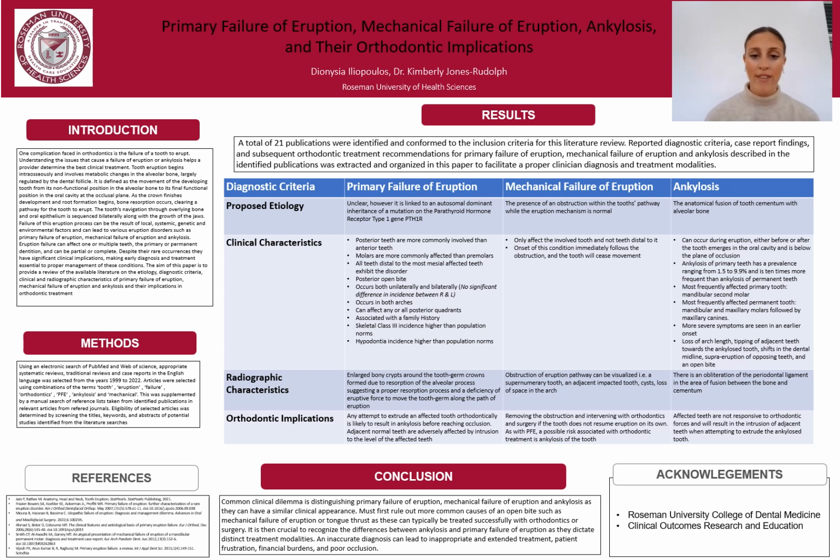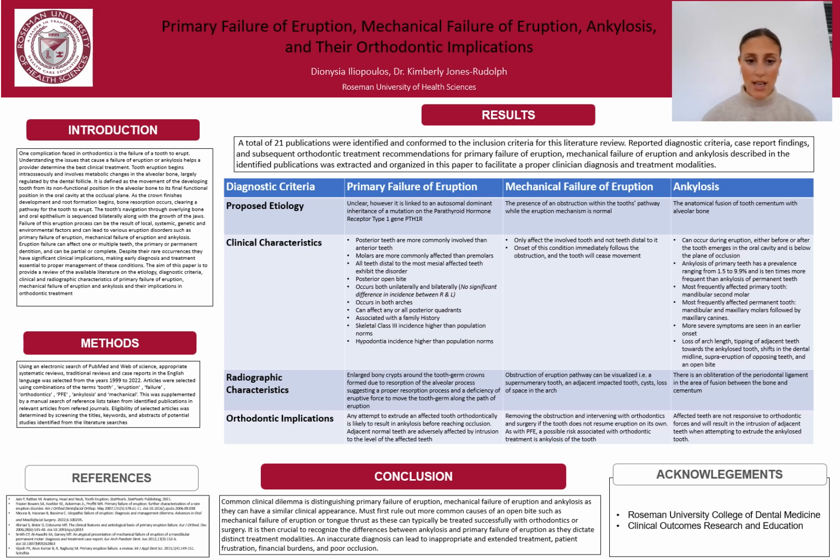It is associated with a family history. Skeletal class 3 incidence is higher than population norms, and hypodontia incidence is higher than population norms in patients that have primary failure of eruption. Mechanical failure of eruption, clinically, only the involved tooth is affected, not teeth distal to it. The onset of this condition immediately follows the obstruction, and the tooth will cease movement.